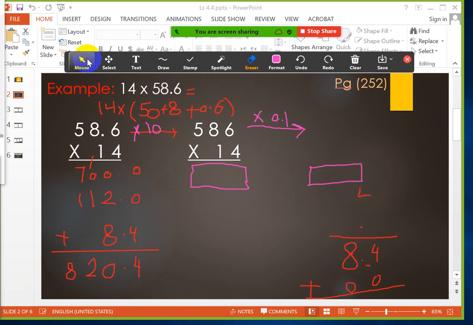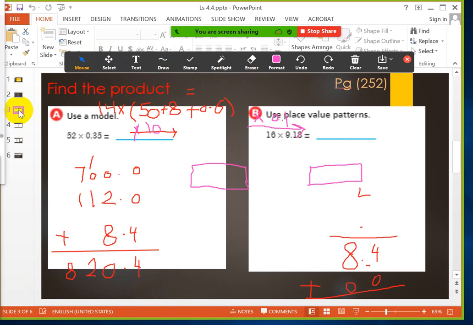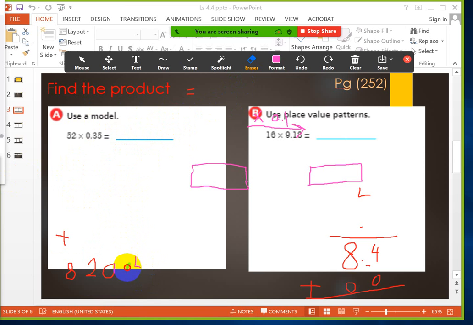Now let's start with the first example. Now look at this example. In the book you have a model. I will not use the model, only I will use the expanded form, or today I will use expanded form or the place value pattern.